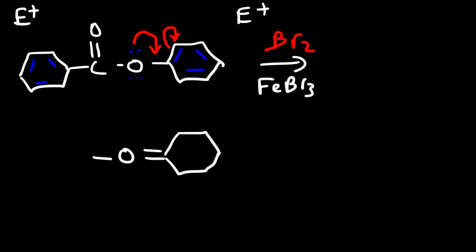So notice that we have a negative charge on the ortho carbon, which means that the bromine atom can go on the ortho position, which means this is an ortho para director.